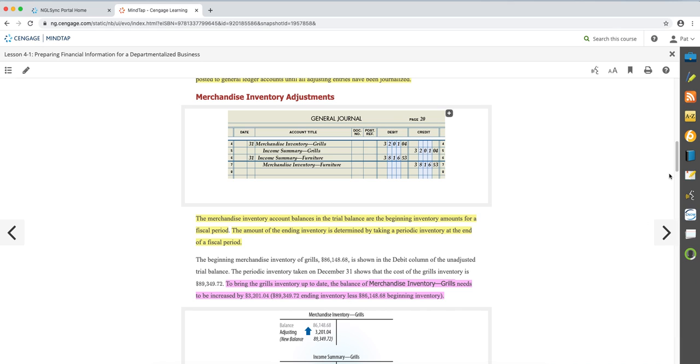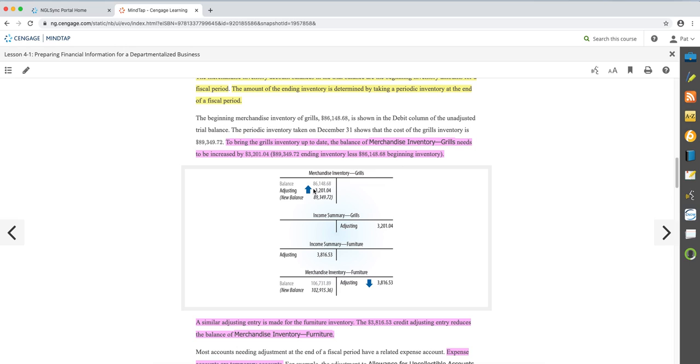So we have to show a debit to grills, okay, merchandise inventory grills, and then we will dump it. Remember, income summary is the dumping ground. Income summary will be credited that amount. Is that always going to be the same? No. If our number is 86,000 and this was 2, we would subtract 86,000 from 2,000 and we would lower it. But since it's greater, how do you increase the grills inventory? We're going to be debiting when we increase.